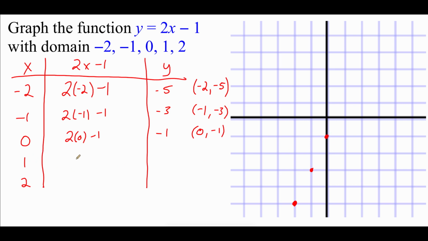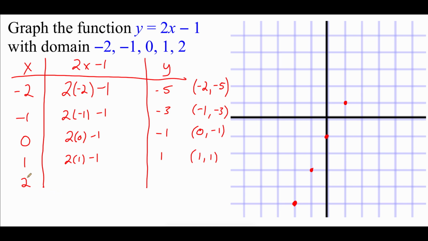Now we're going to plug in an x value of 1. So 2 times 1 minus 1. Now 2 times 1 is 2, and if we subtract 1 from that, we get 1 as an answer. So that's the ordered pair 1, comma 1. So that means from the origin, I need to go right one space and up one space.